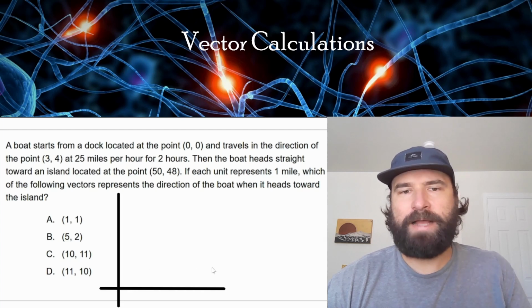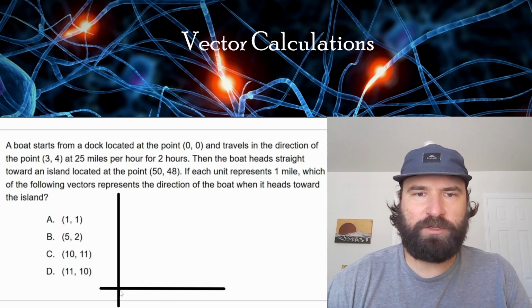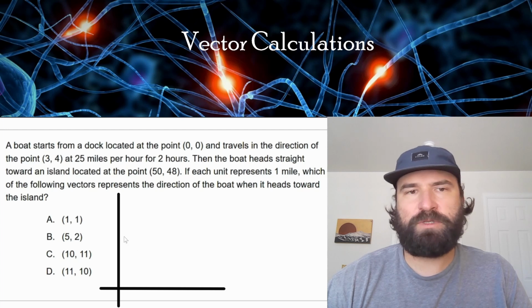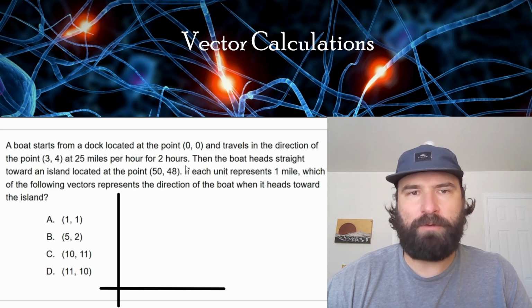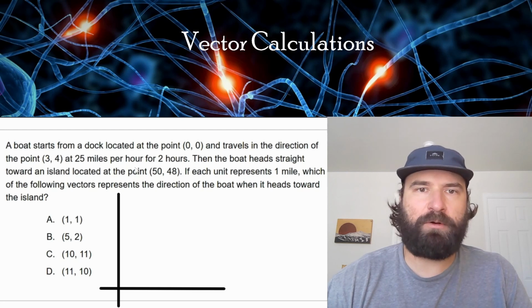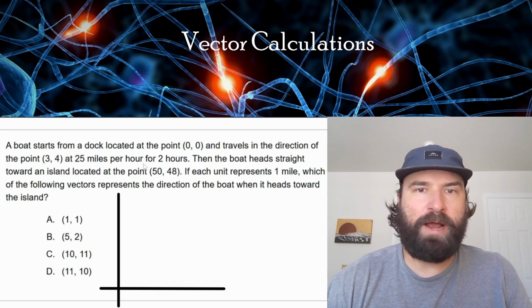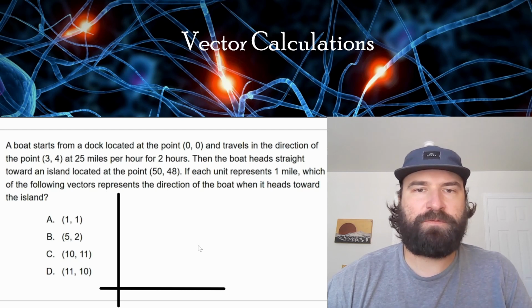All right, so there are axes that represent our coordinate plane. We're told that we're starting at (0, 0), so we're starting at the origin and traveling in the direction of some point in the direction of (3, 4). So basically what that means is every time we move over 3 on the coordinate plane, we're going to go up 4, and we're going to do that for 25 miles per hour for 2 hours. So in 2 hours at 25 miles per hour, we'll travel 50 miles. Right? 25 miles per hour, and we're doing that for 2 hours. So 25 times 2 is 50 miles.